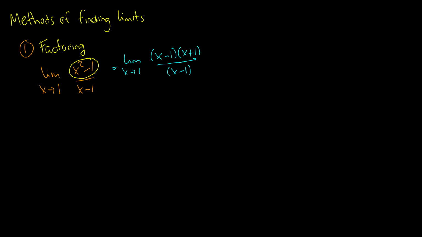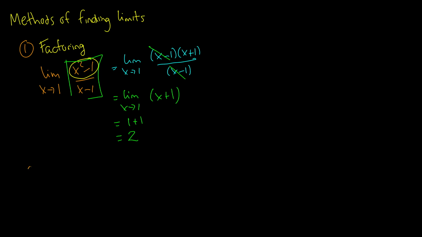So now the next thing we do is take the limit as x approaches 1. We can cancel these two, so then we get x plus 1. And of course, if we plug in x equals 1, we get 1 plus 1, which is equal to 2. So the limit as x approaches 1 of x squared minus 1 over x minus 1 is equal to 2, even though at first glance it looks like it's impossible. But with factoring, you are able to solve it.